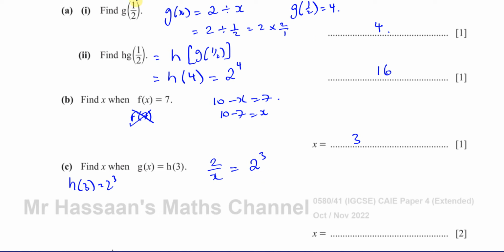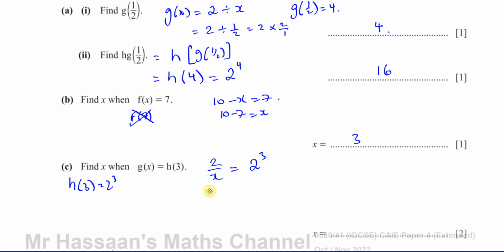So we end up with 2 over x equals 8. If you want to solve this equation, the x and this 8 will change places. You end up with 2 over 8 equals x. How does that work? You can say multiply both sides by x and then divide both sides by 8. Multiply both sides by x to get rid of the x in the denominator. That gives you 2 equals 8x, and then divide both sides by 8. You have 2 over 8 equals x, which in its simplest form is 1 over 4. So there's the answer for part C.